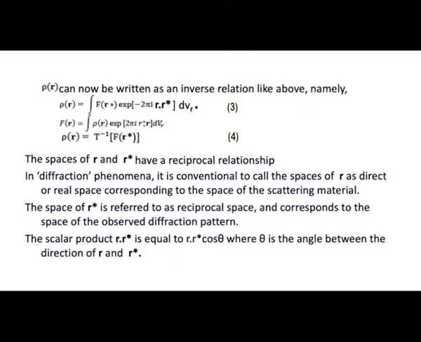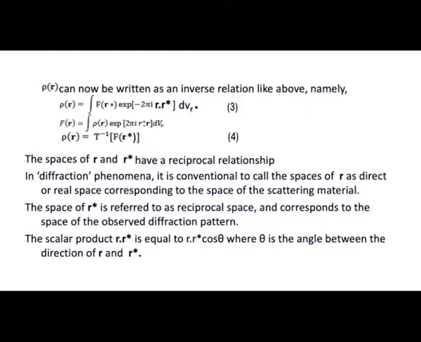So we can also write an equivalent expression, f of r equals integral rho of r exponential 2 pi i r star dot r dr. Then we see rho of r equals the inverse transformation of f of r star. So when you write T inverse, it means inverse Fourier transform. The spaces of r and r star have a reciprocal relationship.